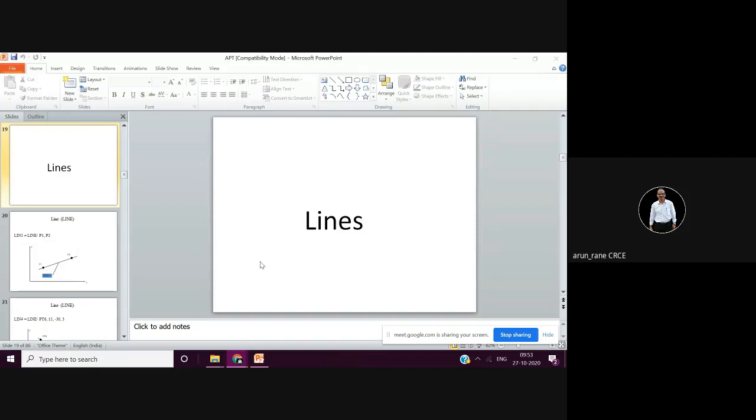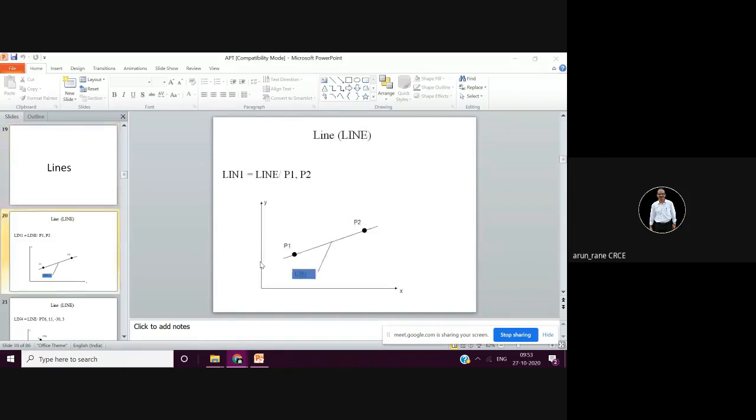Now, next is how to define the line in case of geometry statements. What we are studying is geometry statements. In that we saw point, and now we are studying lines. So, in a simple way, a line is defined as LIN1. There is no spelling mistake. Or you can write L1, like the specified point. So line 1 is a line passing through P1 comma P2. This is the syntax you have to follow: a line passing through points P1 and P2.